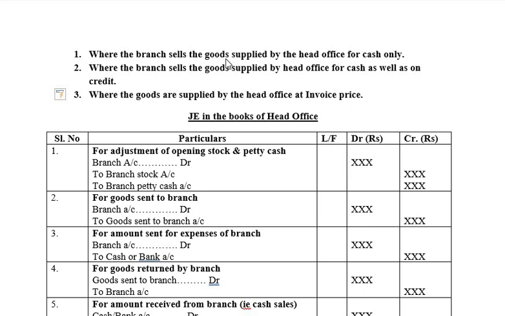First one is when the goods are supplied by the head office and the branch can sell them for cash. Second is it can sell for cash as well as credit. And the third one is when the goods are supplied by the head office and the branch can sell them at invoice price. So there are three ways of recording the transaction. In the first way, when the goods are supplied by the head office for cash, these are the journal entries to be made in the books of head office. So let's look into the journal entries.